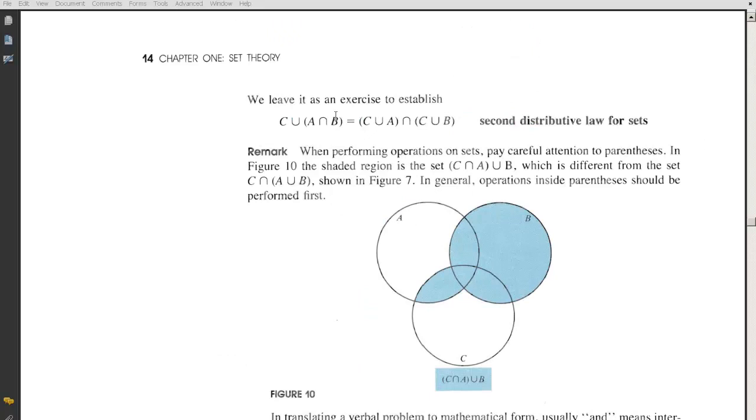And here's another one which you can prove yourself using these kinds of diagrams very easily. That's called the second distributive law. It says C union A intersect B is equal to C union A intersect C union B.